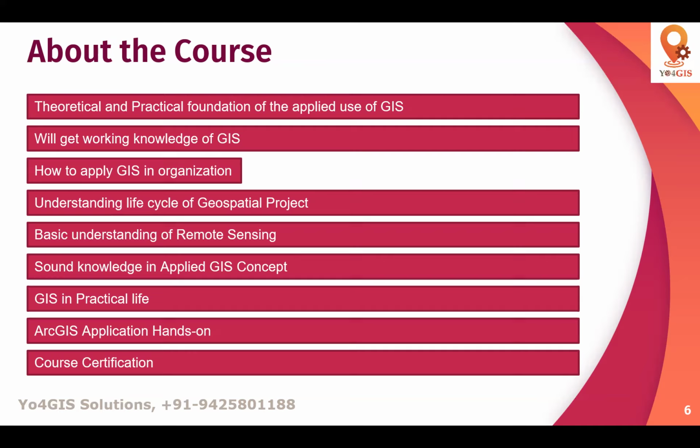Understanding the life cycle of a geospatial project, basic understanding of remote sensing. Because whenever you are going to work with any GIS or geospatial project, you have to understand the 360-degree view of the project: from where, what are the different sources we have to get the data, how we can utilize this data for the analysis, what kind of software, what kind of functions, all these things we will get in this course. Basic understanding of remote sensing.